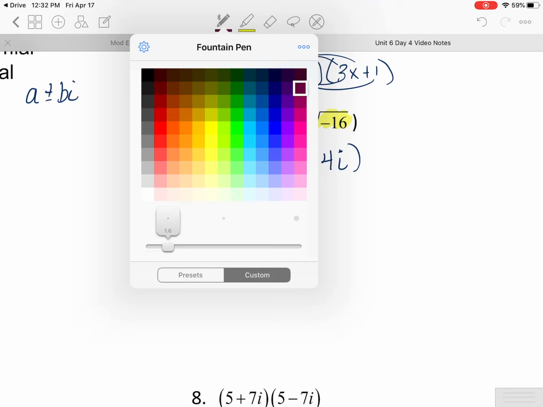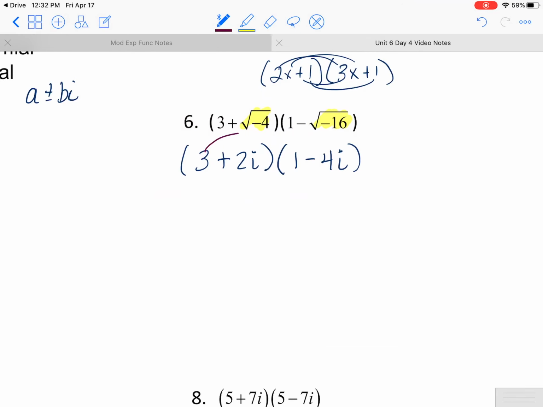Okay. Now I'm going to go through and do my double distributive property. So I'm going to do 3 times 1. Then I'm going to do 3 times -4i. And then I'm going to go through and multiply this by that and this by that. Okay? So 3 times 1 gets me 3 minus 12i plus 2i minus 8i squared. Because in this last one, we have i times i.